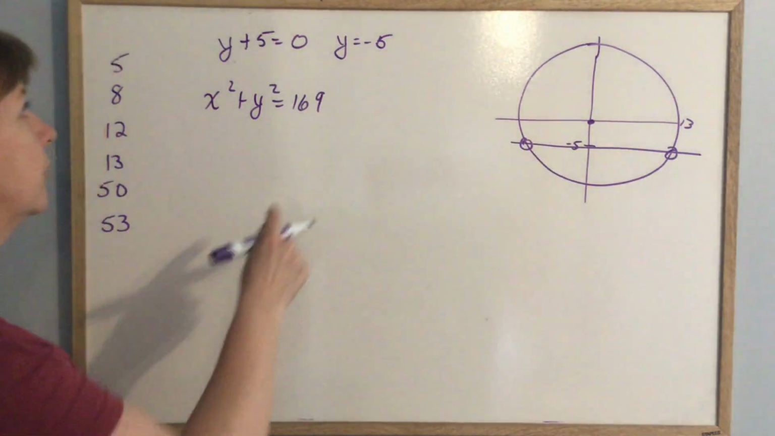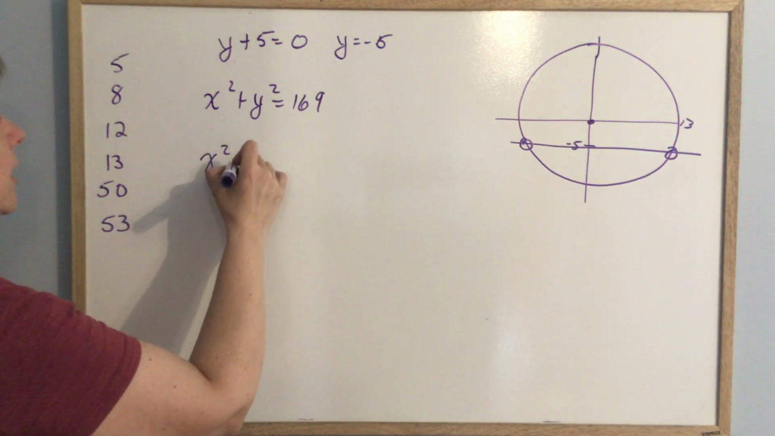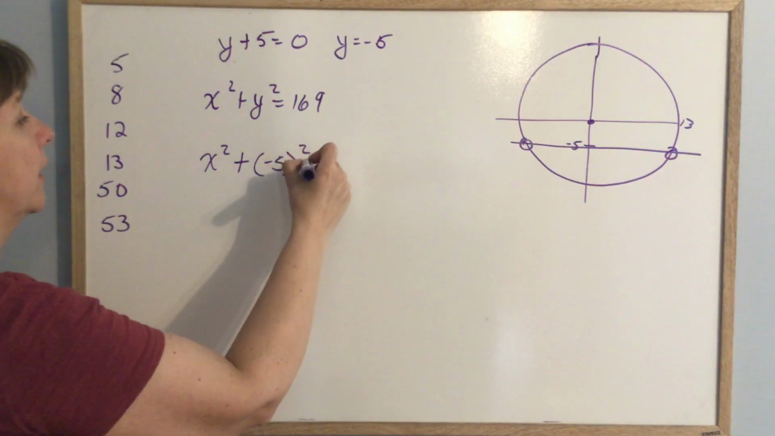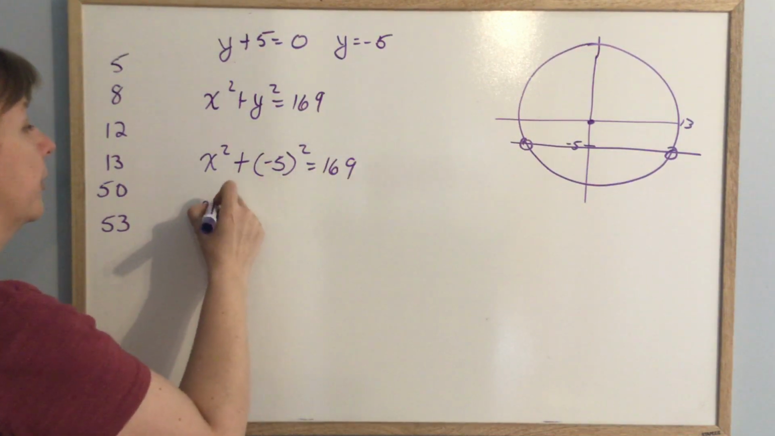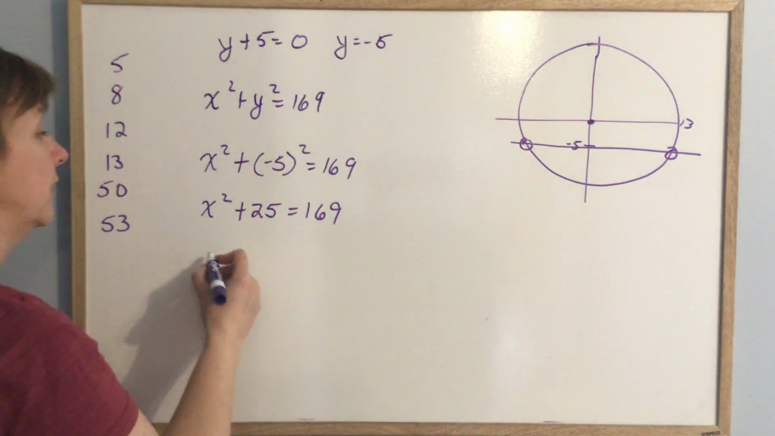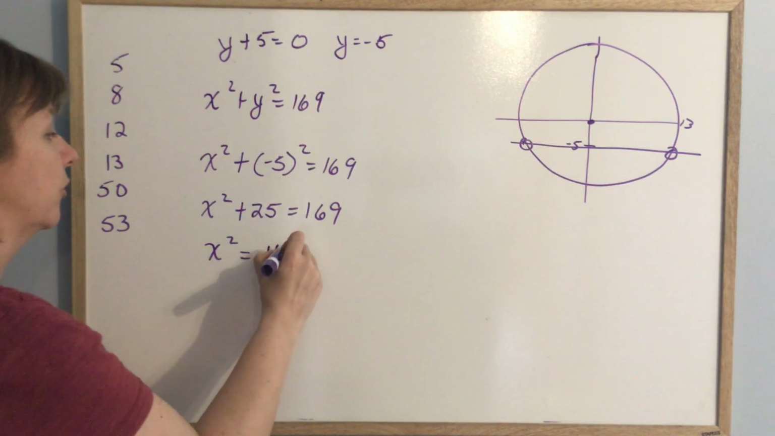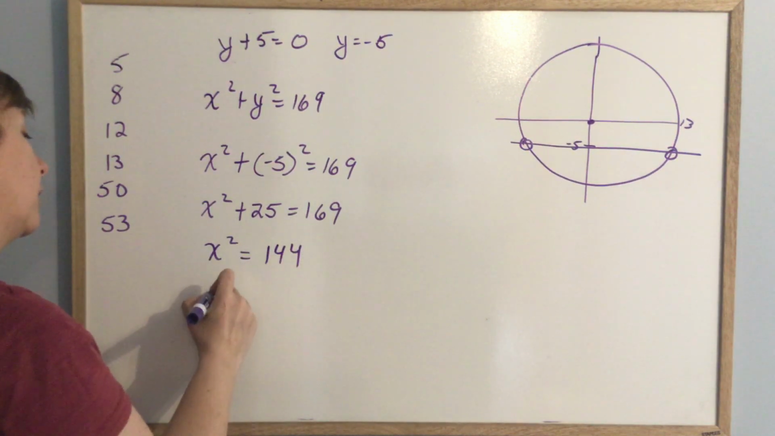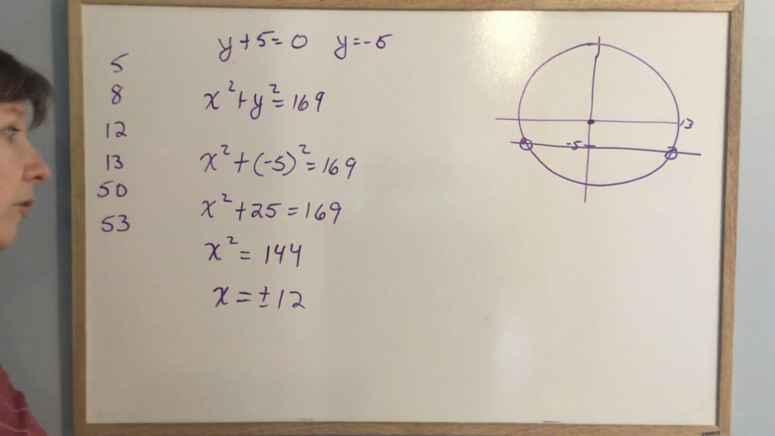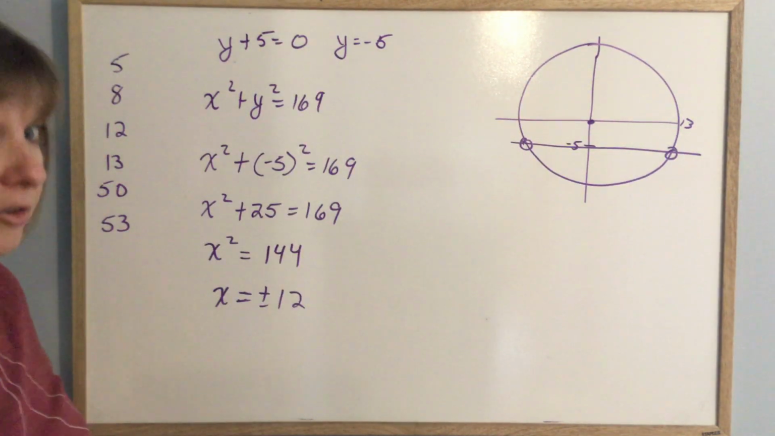So we're going to use substitution. Y is -5. So x squared plus -5 squared equals 169. So x squared plus 25 is 169. So x squared is 169 minus 25, which is 144. So x is plus or minus 12, because the square root of 144 is 12. Y is -5. It just is.